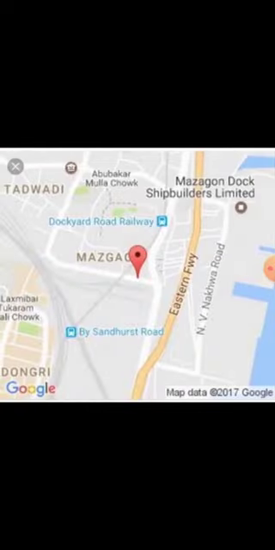Then the third one is Mazagon Dock in Mumbai. From the map, if they ask Mazagon Dock, you should mark the place of Mumbai.